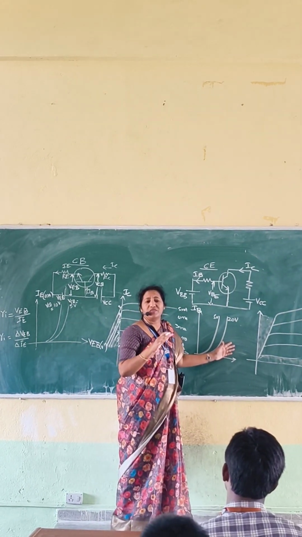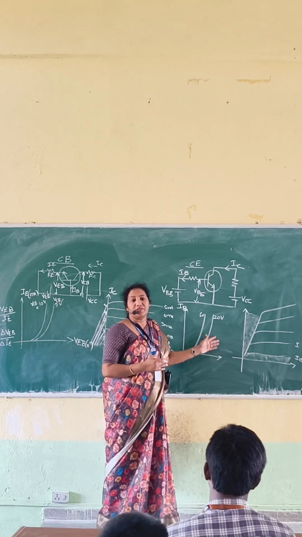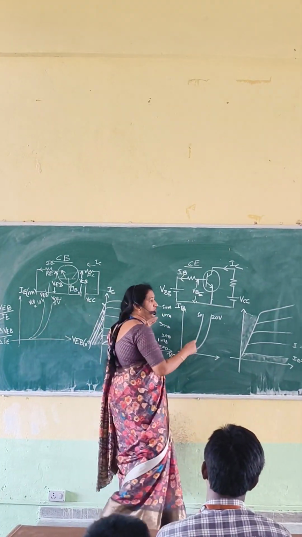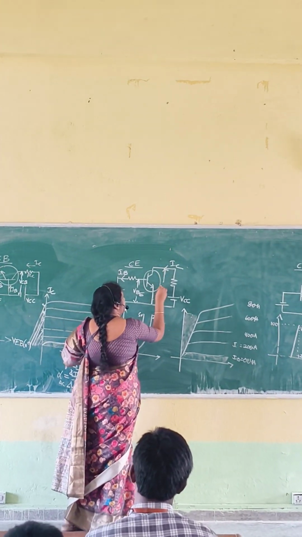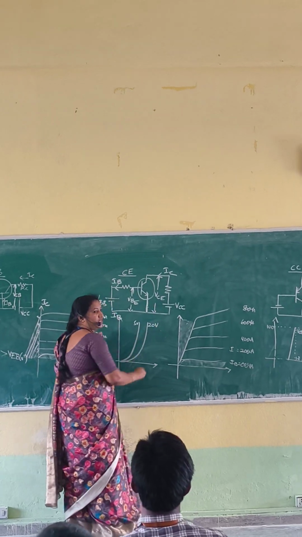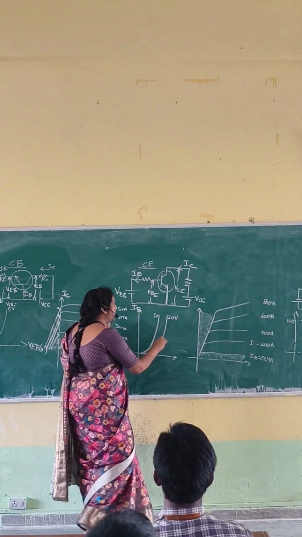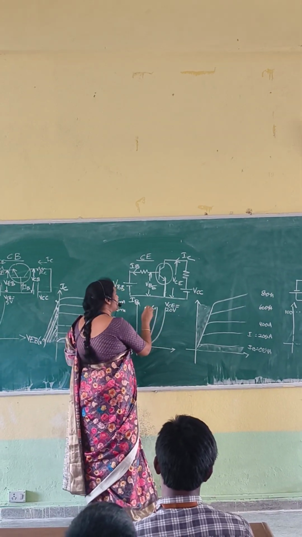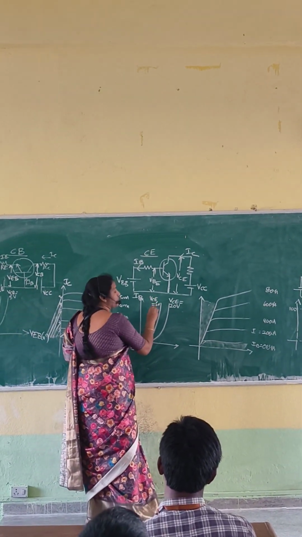Now, the graph between input current and input voltage is the input characteristics, maintaining which voltage constant? Maintaining the output voltage constant. What is your output voltage? The voltage between collector and the grounded terminal, emitter. So VCE is your output voltage. So maintaining VCE constant, say 20 volts, you will get the graph like this. Maintaining VCE at different volts.